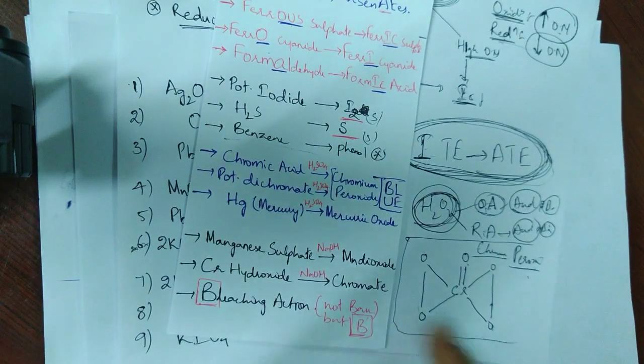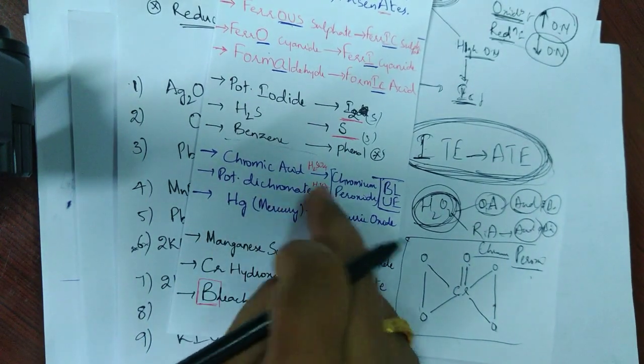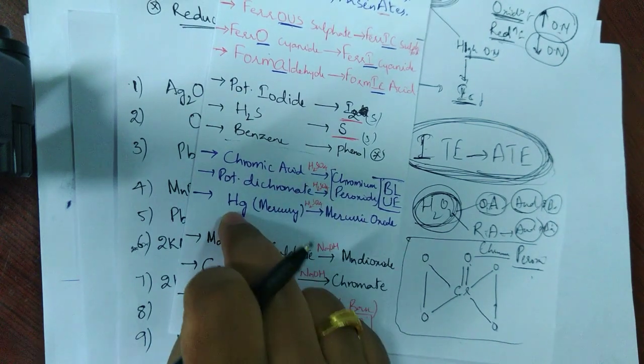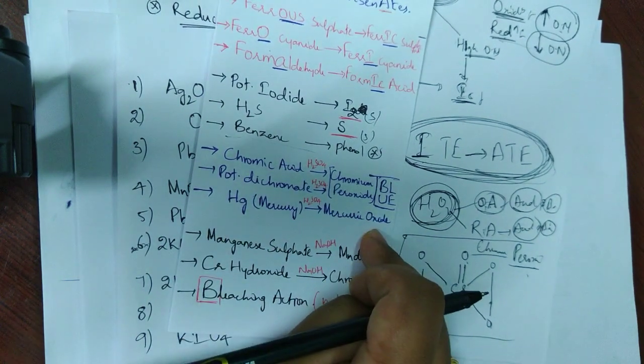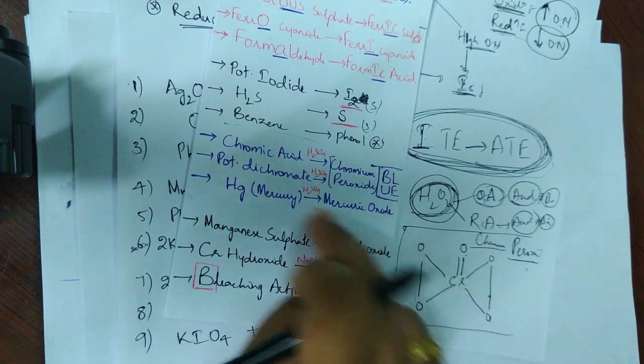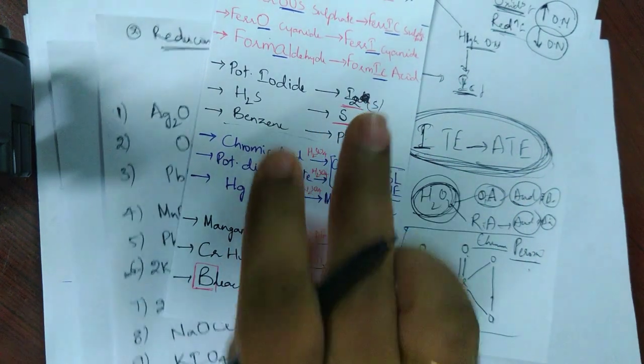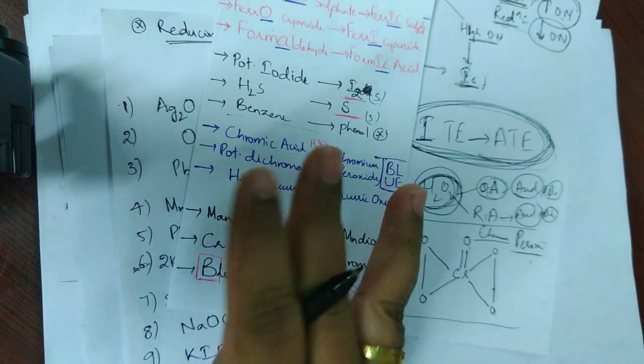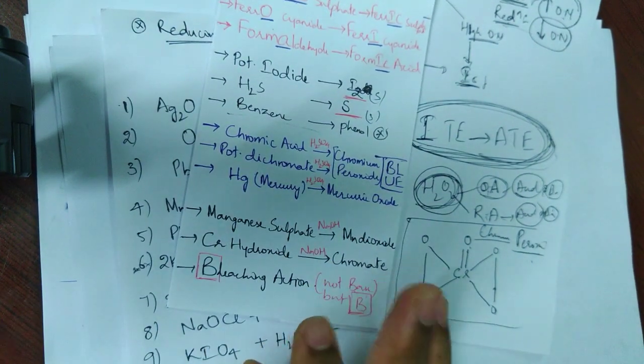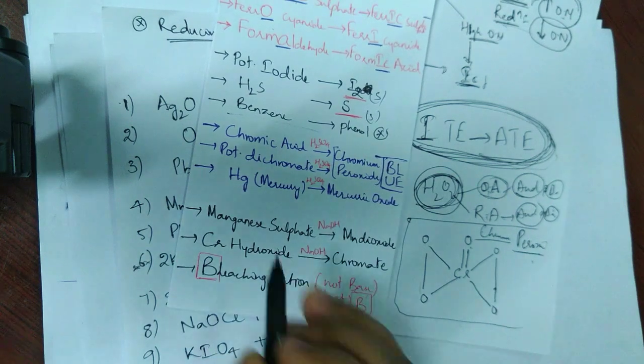Okay, do remember this. Mercury in the sulfuric acid acidic medium is converted into mercuric oxide. Now these are the three reactions in the acidic medium, and similarly there are reactions in the basic medium. Not exactly three, only two actually.